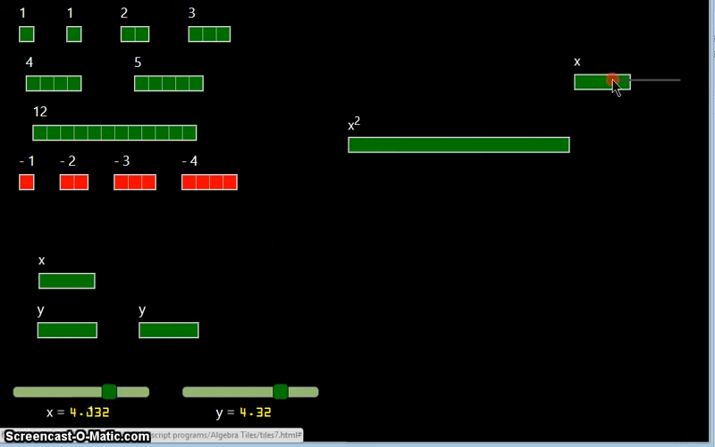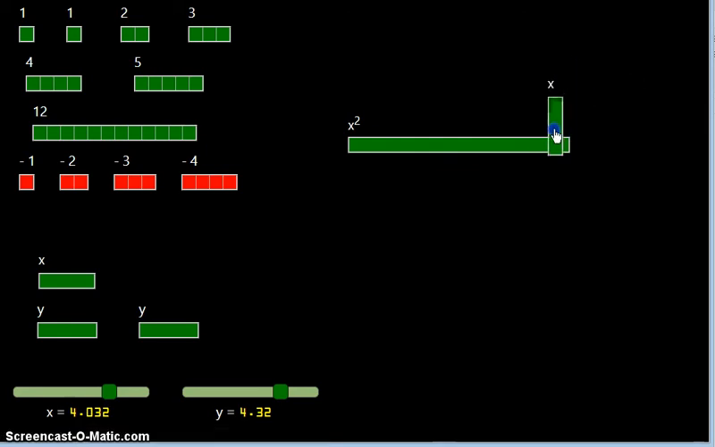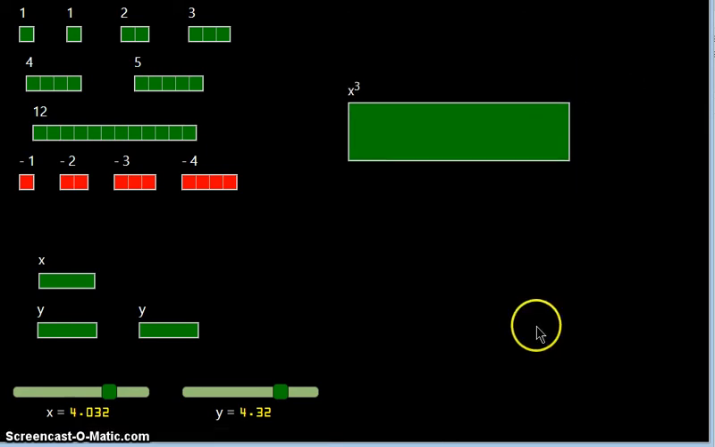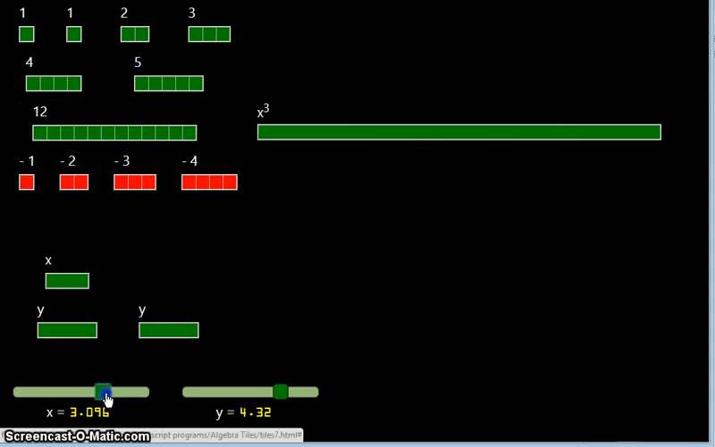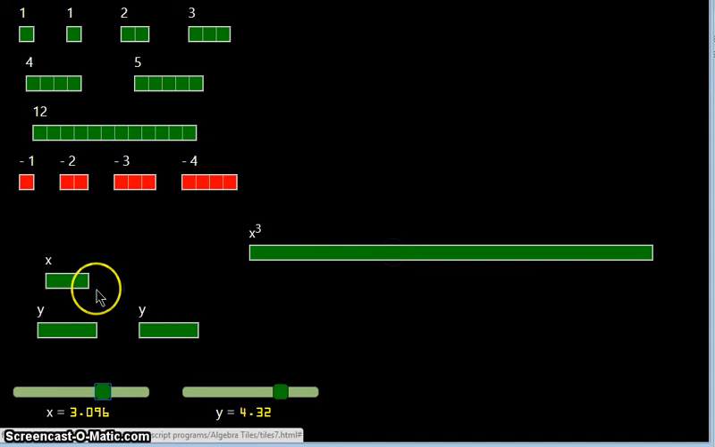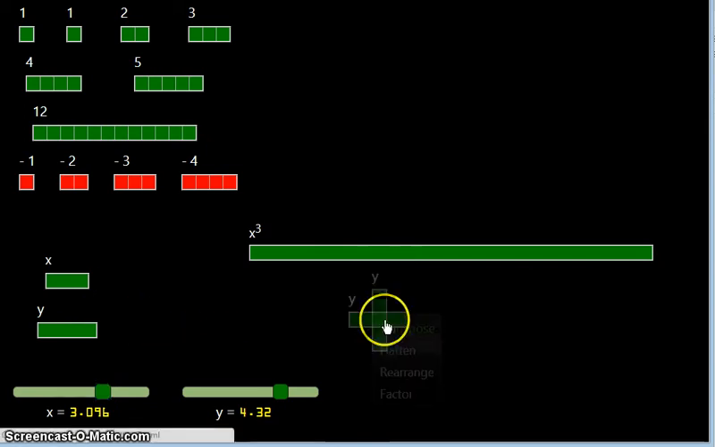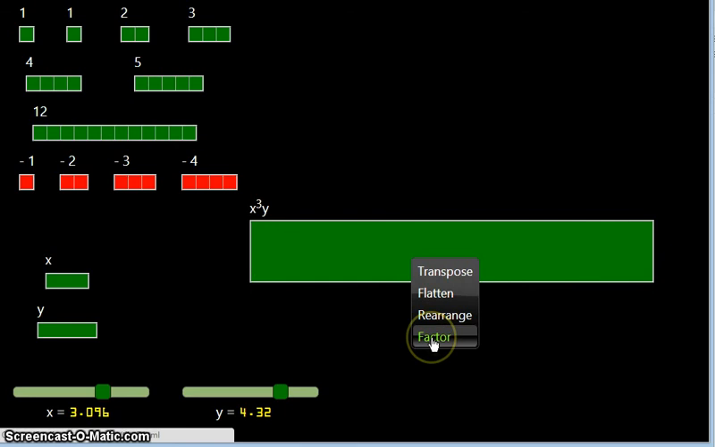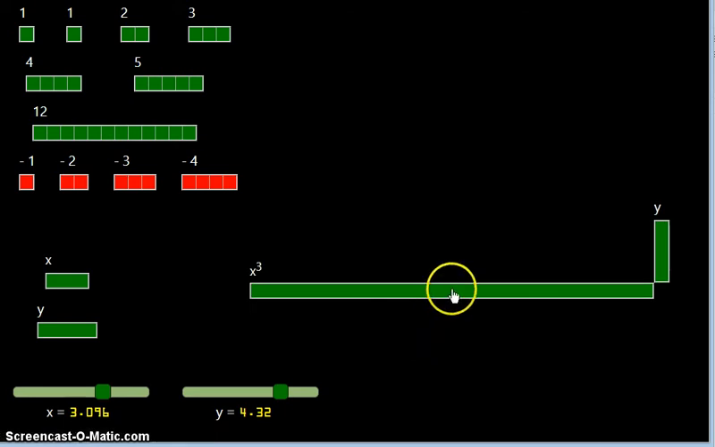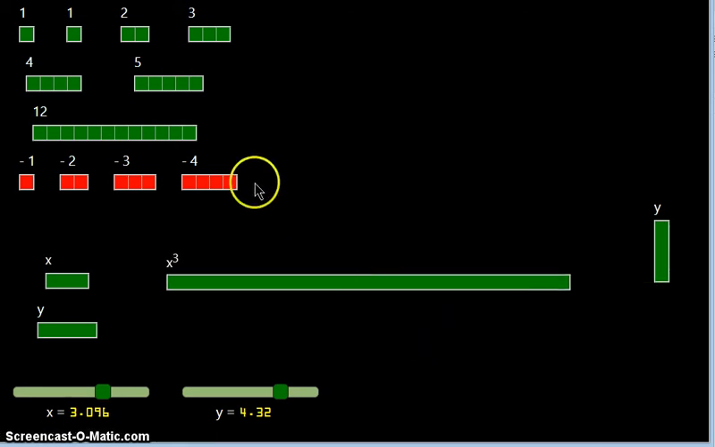And now I can transpose this and multiply x by x squared to get x cubed. And I can keep going. I can flatten again and multiply it by x again to get x to the 4th. I could also multiply it. Let me do this. Multiply. Well, that's very long now, so I'm going to shorten x with the slider so x cubed fits. And now I can, of course, multiply it by y. And I can right-click and factor to bring it back to what it was.